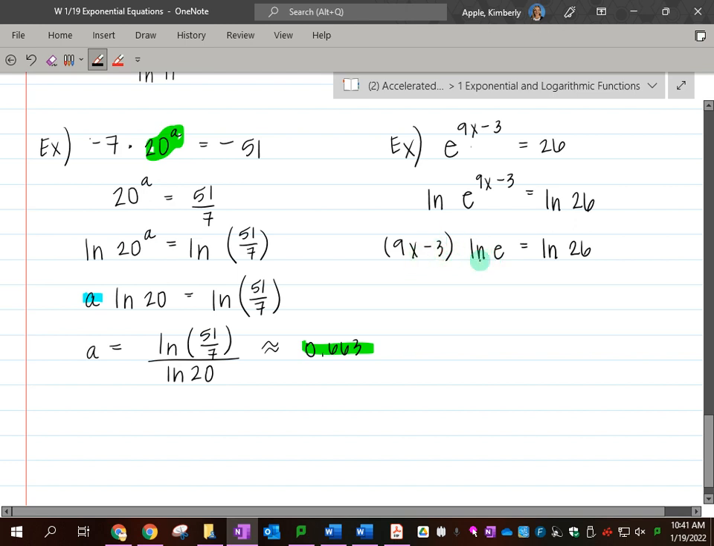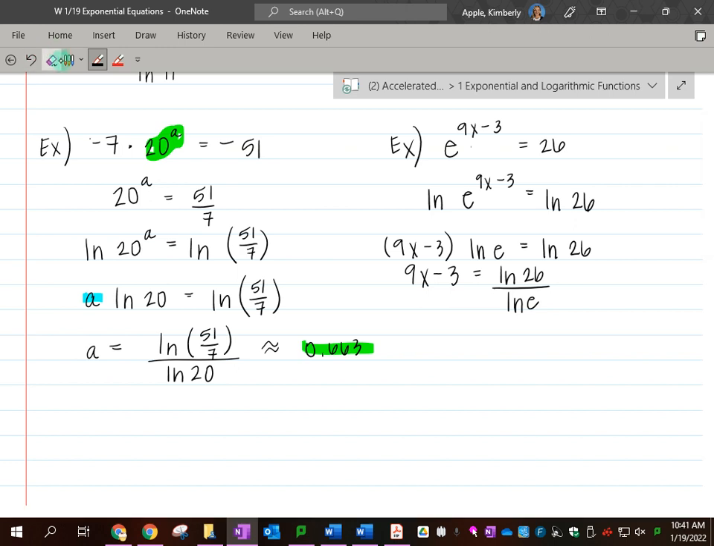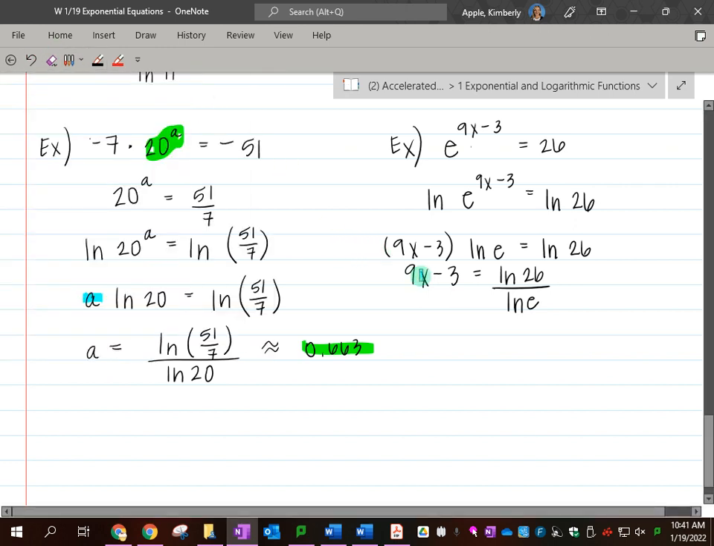Okay, let's see. Well, this is multiplied, so I can't do anything with this. So I'm going to divide first. So this will be 9x minus 3 equals ln of 26 over ln of e. Well, remember, if we're lost, we need to remind ourselves what we're actually doing here. We're solving for x. And so we'll add 3. So x is ln of 26 divided by ln of e, plus 3. And then we'll divide by 9.